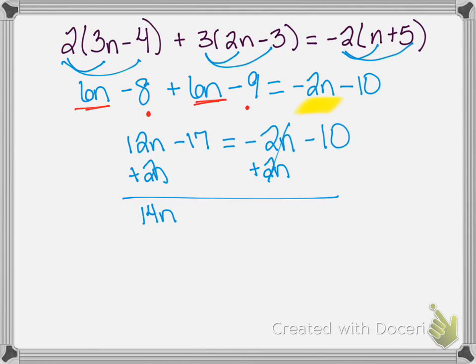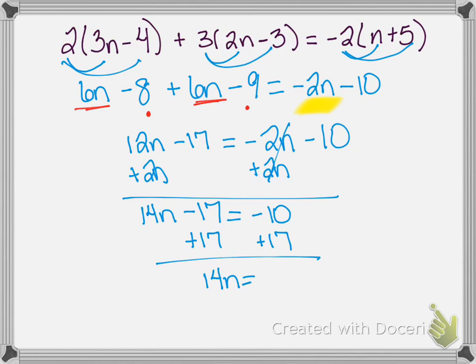So I end up with 14n minus 17 equals negative 10. Okay. Now I add 17 to both sides. I have 14n. Okay, now I want to talk a little bit about what's happening here. I have a negative number. I am adding that to a positive number. So I've got to think about my addition rules for positive and negative numbers. When they have a different sign, how do I decide if it's positive or negative?